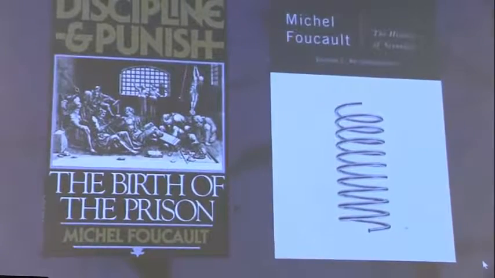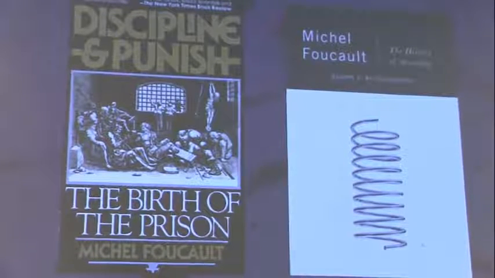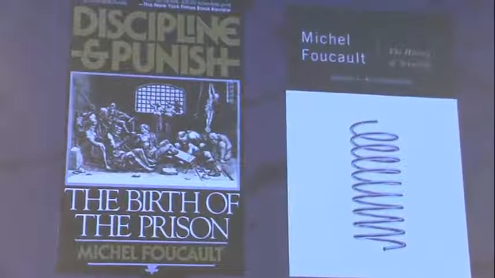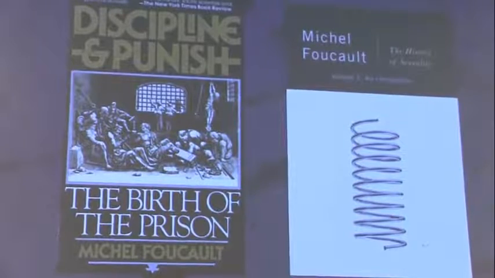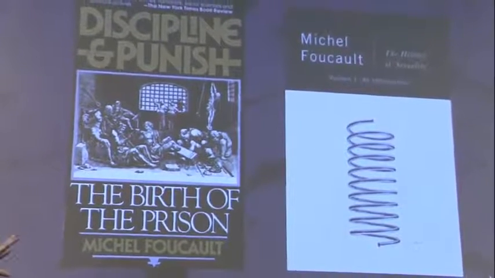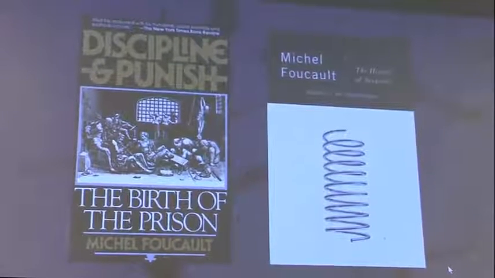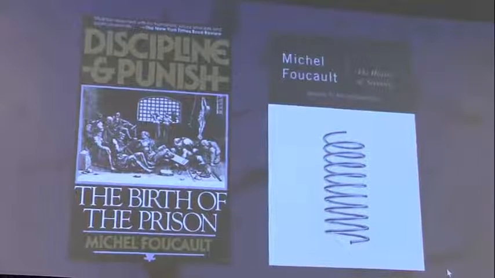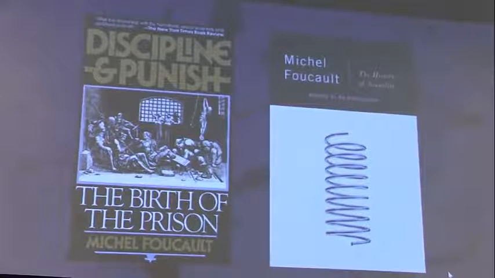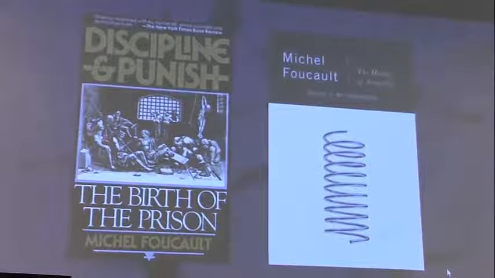But this is a slightly different question than what came up in Discipline and Punish. So in prisons, it's about individual bodies being morphed and shaped in particular ways and corrected. In the History of Sexuality, it's about populations, big groups of people, trying to make the population as a whole healthy or grow or be more industrious in some way.